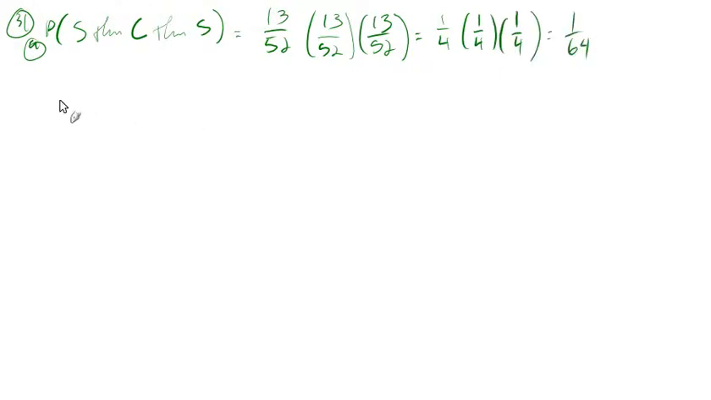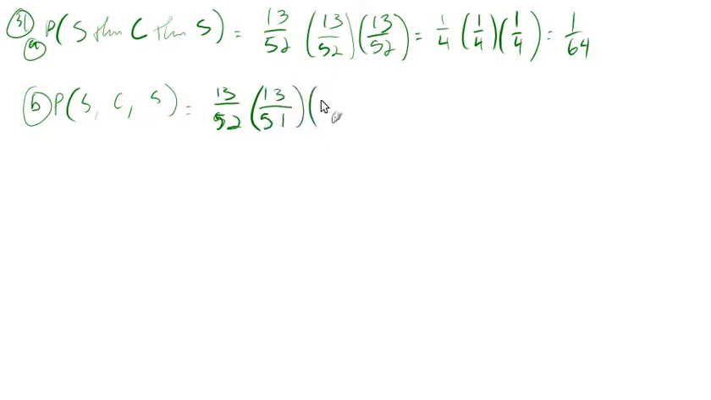But part B, what if we don't replace the cards? Spade, then club, then spade. Well, the first card's going to be a spade. The deck is full, so that's normal. Next, we're going to pick a club. We don't put this card back, so there's one less card to choose from. There's still 13 clubs, but there's 51 cards to choose from. Now, when we get to the second spade, we see the trend coming here. We don't put the card back, so there's one less card. So there's 50 cards here. But keep in mind, also, we've already picked up a spade, so there's one less spade to pick from. Okay? So that's the little trick to keep an eye out for.